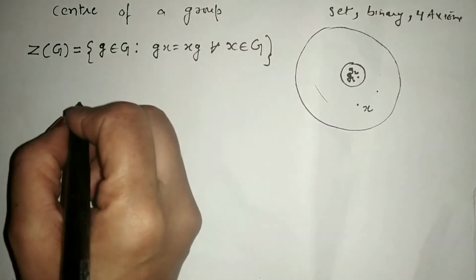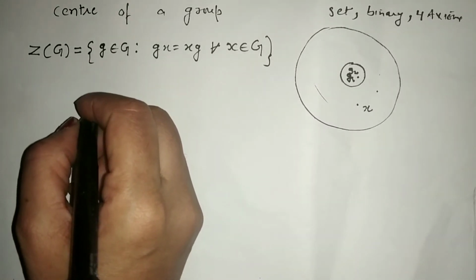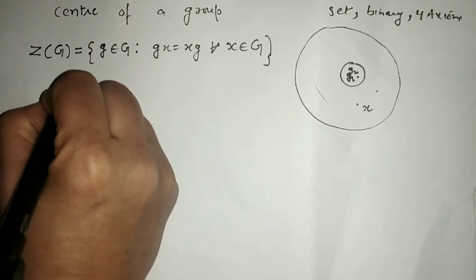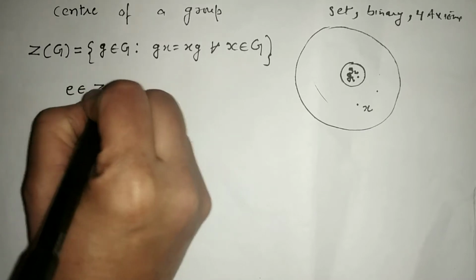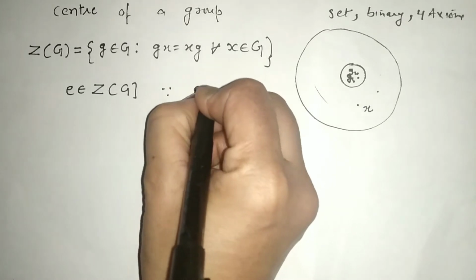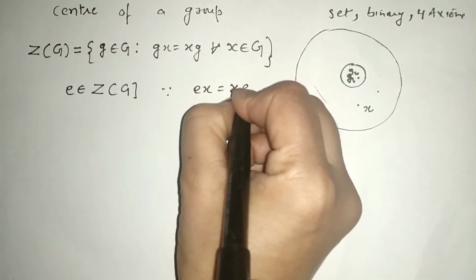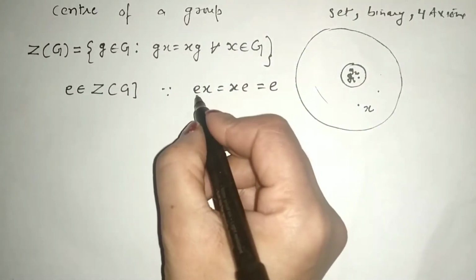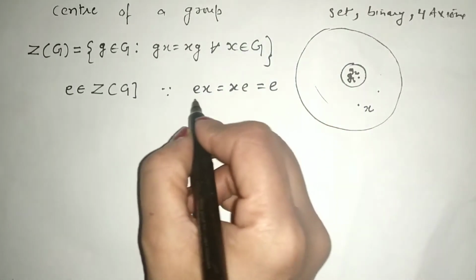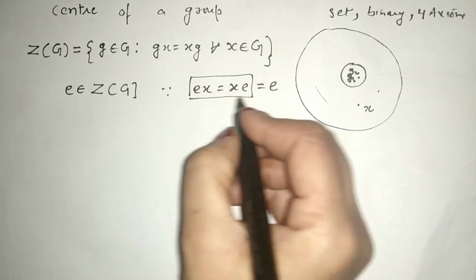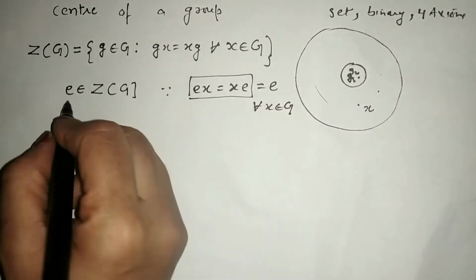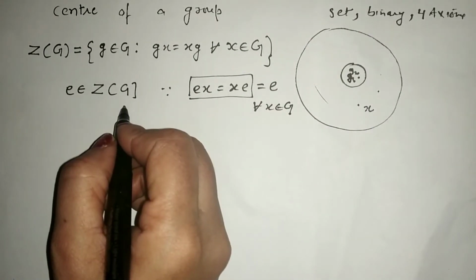So this is the center. Now what type of elements are in this? The first element that belongs to Z or Z(G) is e. Why? Because e commutes with x, since x into e and e into x are both equal. So this property is true for all x belonging to G. Therefore e is an element of Z.